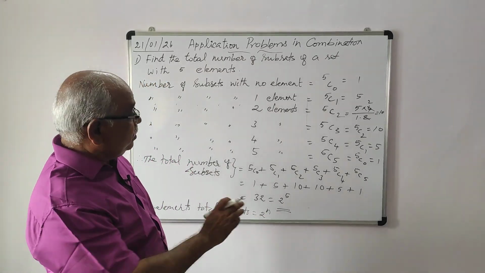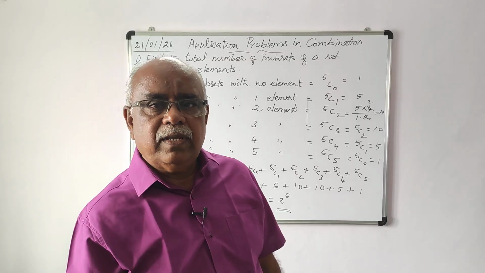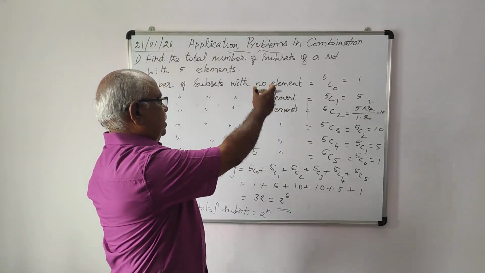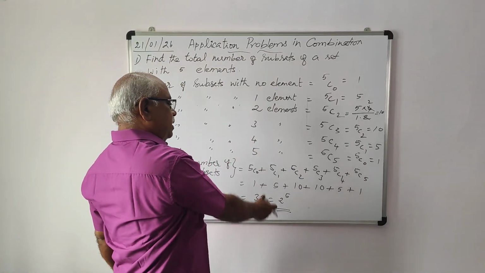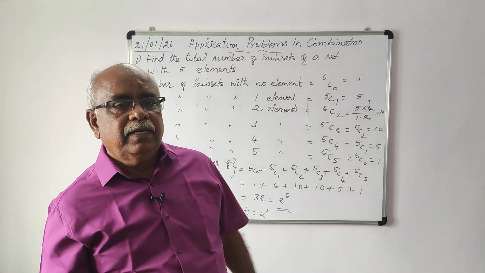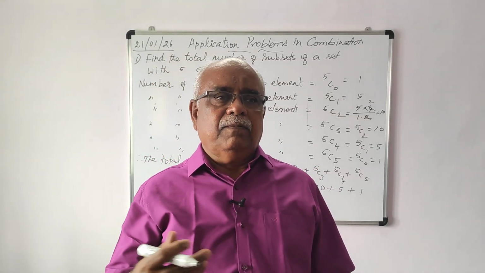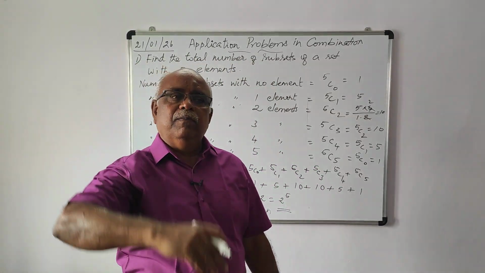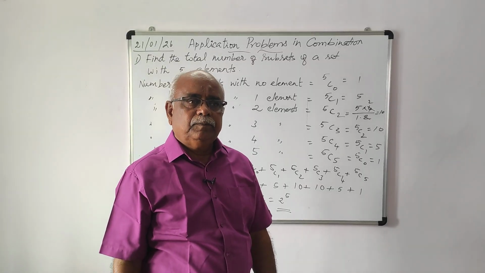These are the ideas which you have studied in set language. So using this combination method, we find the total number of subsets like that. For the number of elements given, the number of subsets is 2 power the number of elements in the set.